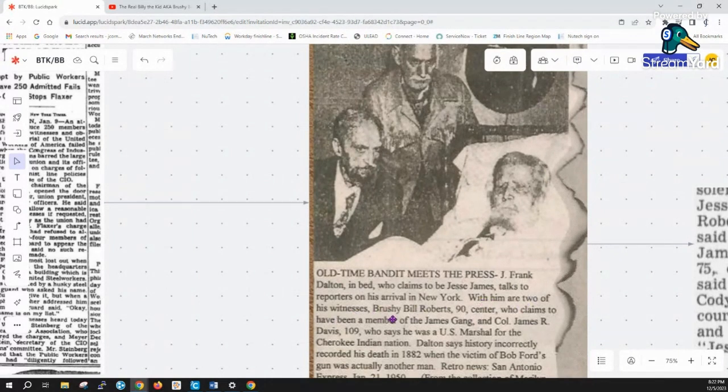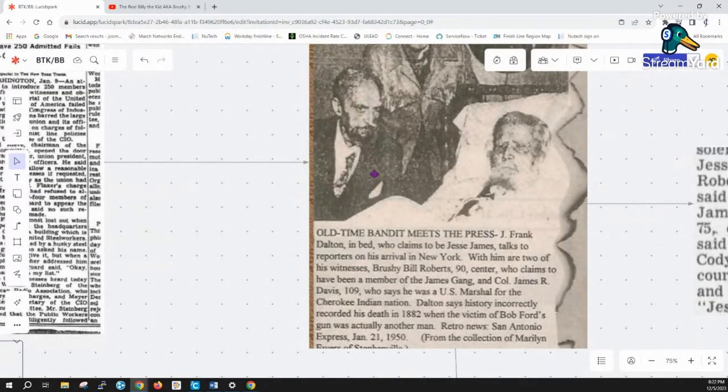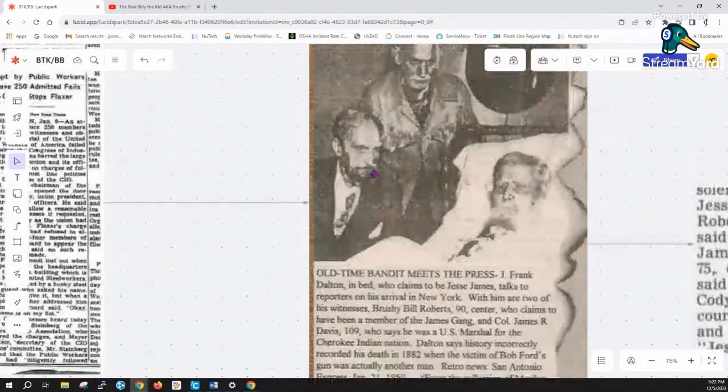With him are two of his witnesses, Brushy Bill Roberts, 90, center, who claims to have been a member of the James Gang, and Colonel James R. Davis, 109. So the biggest thing I'm getting out of this is this dude is 109 years old. I'd be like a vampire, I think. Anyways, who says he was a U.S. Marshal for the Cherokee Indian Nation.